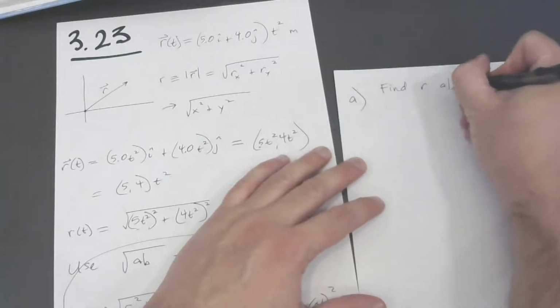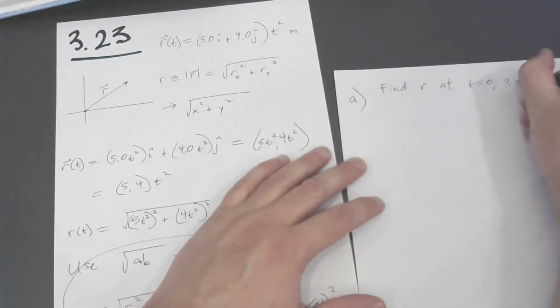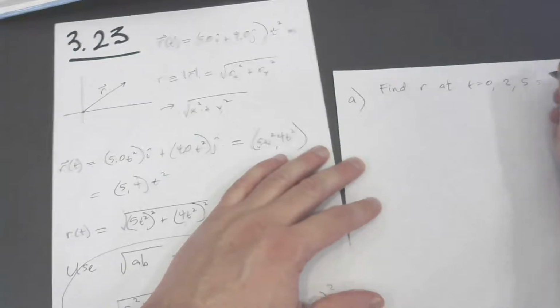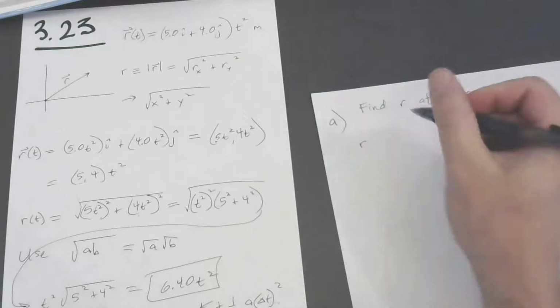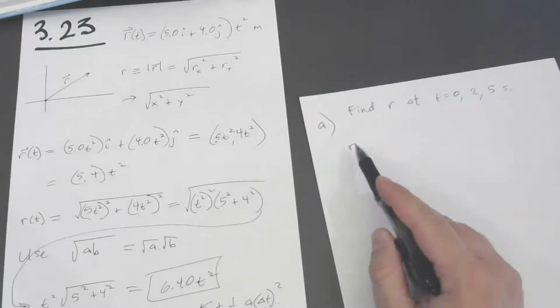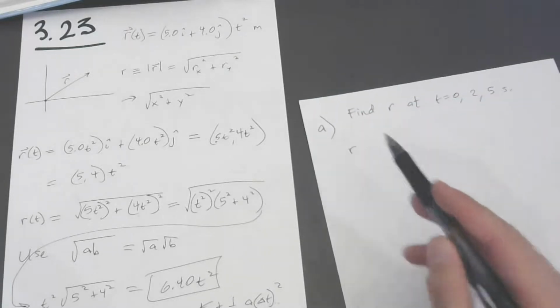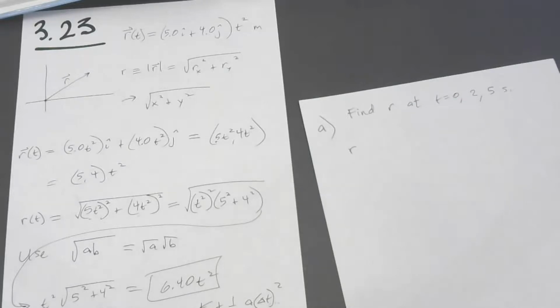Find the distance from the origin at t equals 0, 2, 5 seconds. Let's just do one of them. That should be sufficient. So the distance from the origin, notice I'm not drawing the arrow because I'm not talking about the vector r, I'm talking about the magnitude of r, which is the distance from the origin.